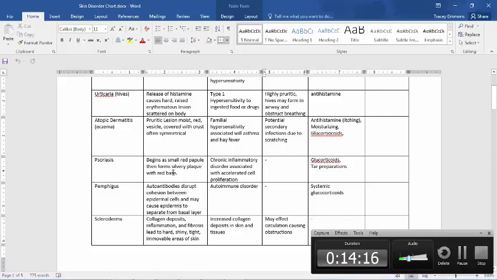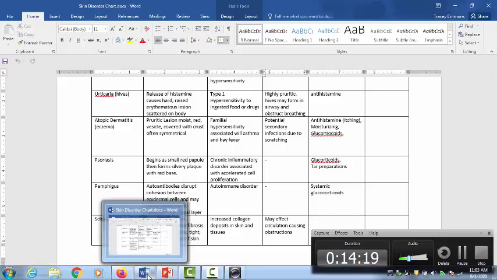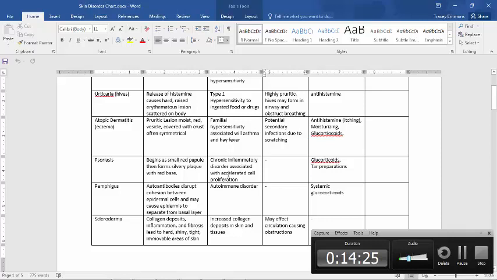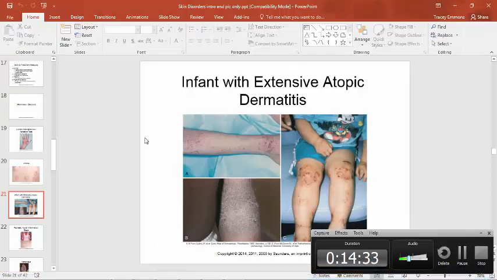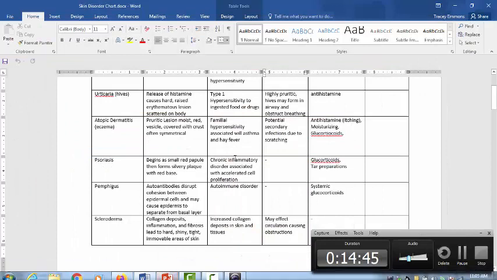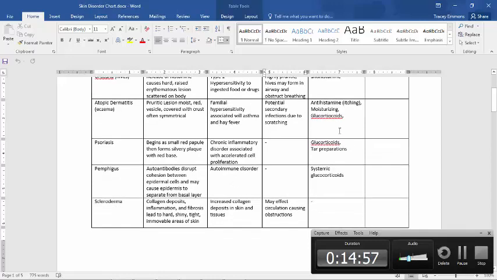Next up is psoriasis. This is a chronic inflammatory disorder which is associated with cell proliferation. So the cells are dividing too rapidly, and they're forming these silvery plaques, often with a red base. Let's see if we can see a picture. So we can see here is the red base, and then on top you see the scaly plaque. So the cells are dividing very rapidly, forming these plaques. It's chronic inflammatory. Like I said, chronic means it's over a long period of time. Glucocorticoids and tar preparations can be used to treat this. So steroids and tar.